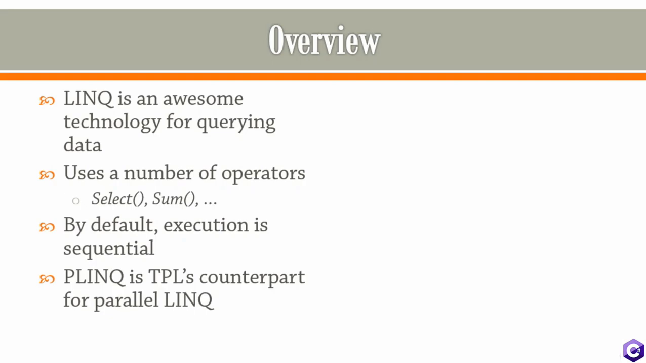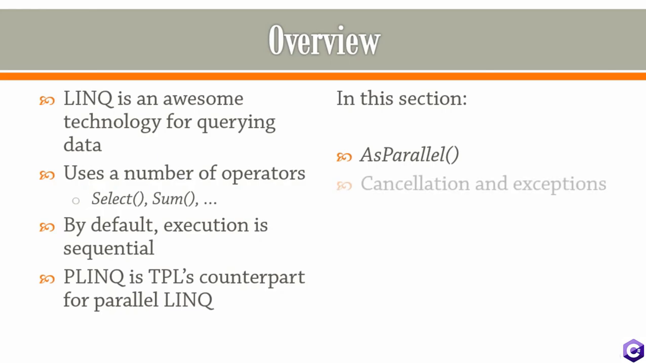So what we're going to see in this section is the following. First of all, we'll look at AsParallel. That's basically the extension method that you need to call on an IEnumerable to turn it into a parallel query. Then we'll take a look at cancellation and exceptions. This is a theme that has surfaced before, and we'll see similar things to what we've had before as well.